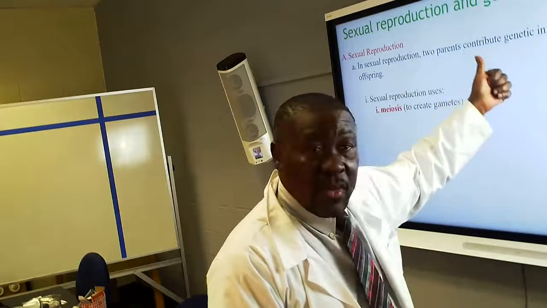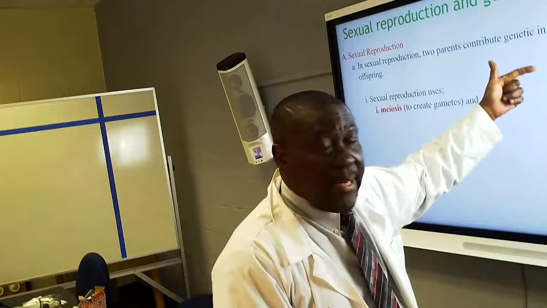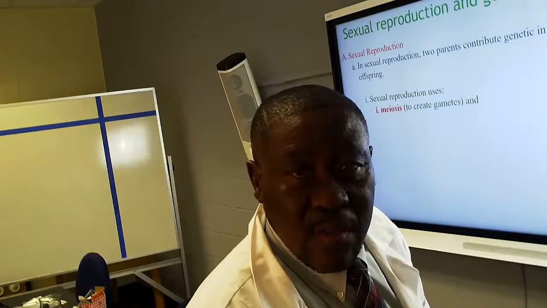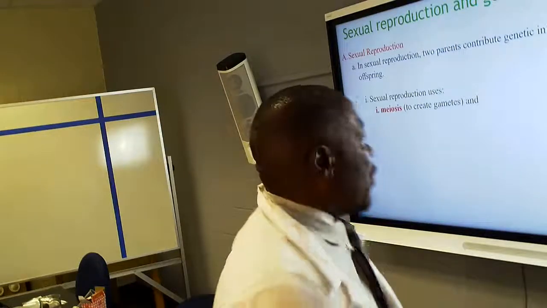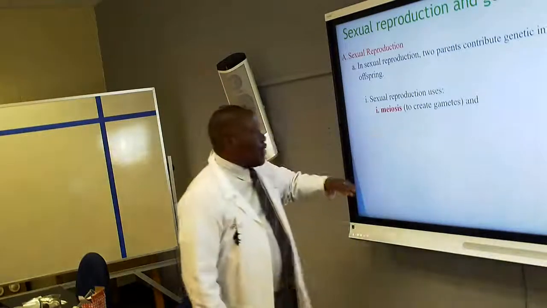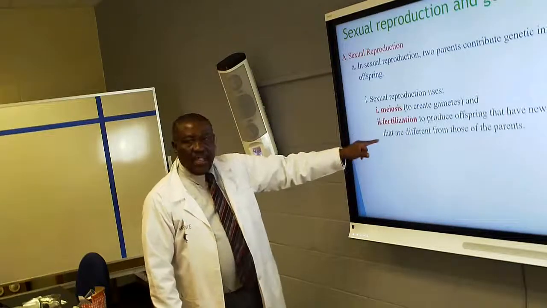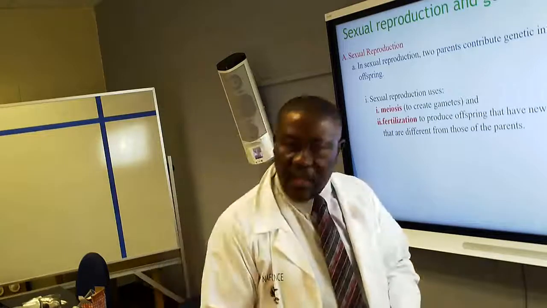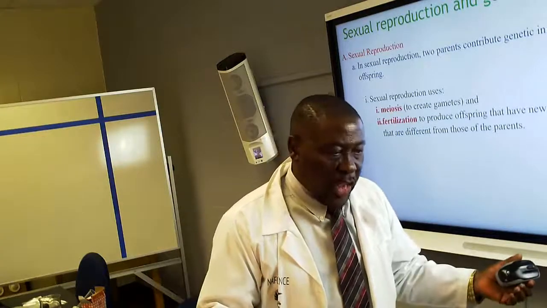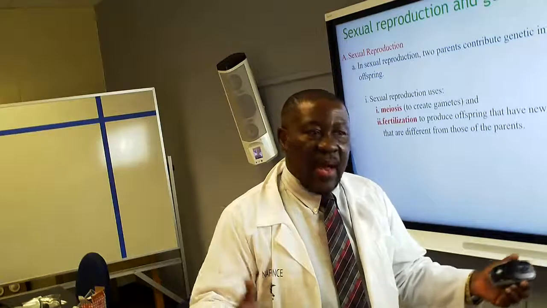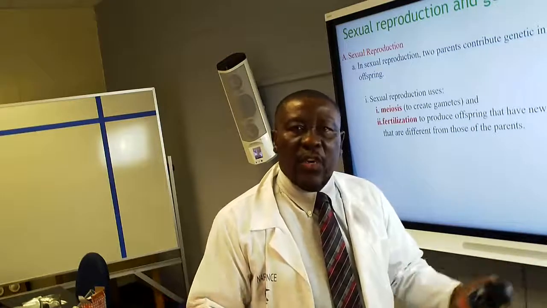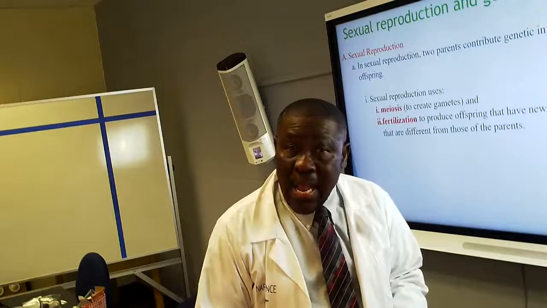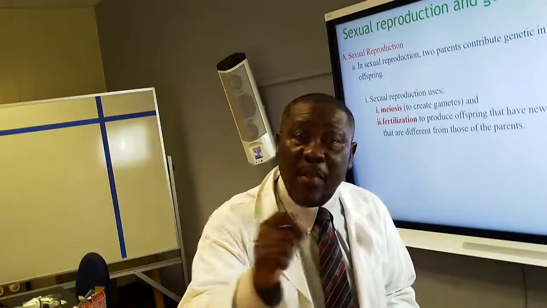So anytime you hear the word sperm, anytime you hear the word egg, that's meiosis. Because meiosis only deals with what? Sexual reproduction. So meiosis creates gametes. Fertilization: please remember, your teacher may give you a test asking what type of reproduction involves fertilization. It's got to be meiosis, because meiosis deals with sperm and egg.